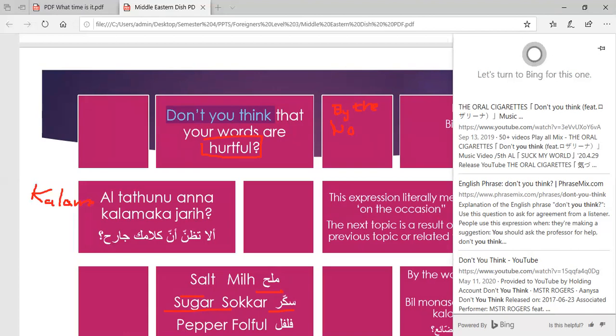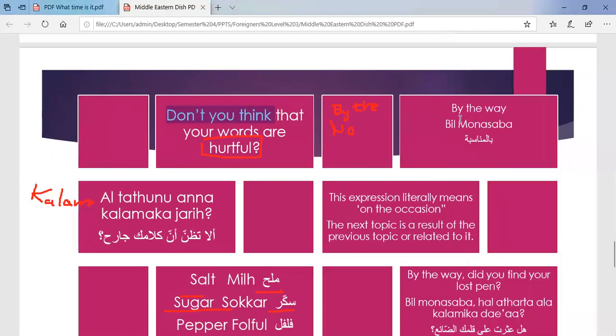Do you have any idea? بالمناسبة. When do I use by the way, like, oh, by the way, did you find this? We usually use it as an answer to a previous topic.